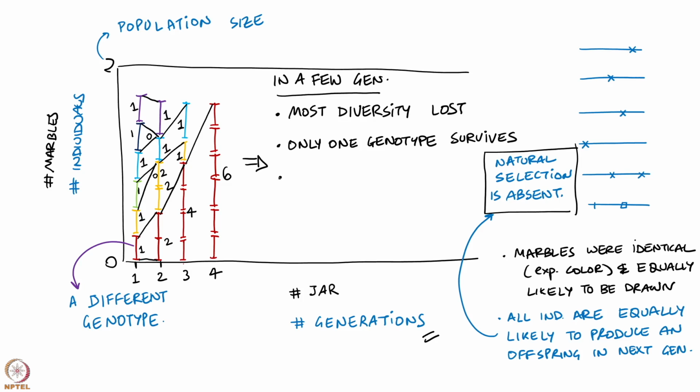Interestingly, although only one genotype survives, the identity of that genotype is not constant. If I play this game again, maybe in the next iteration, the green color will be the one which represents the genotype that takes over the population. So, the identity of the surviving genotype is different in different runs.